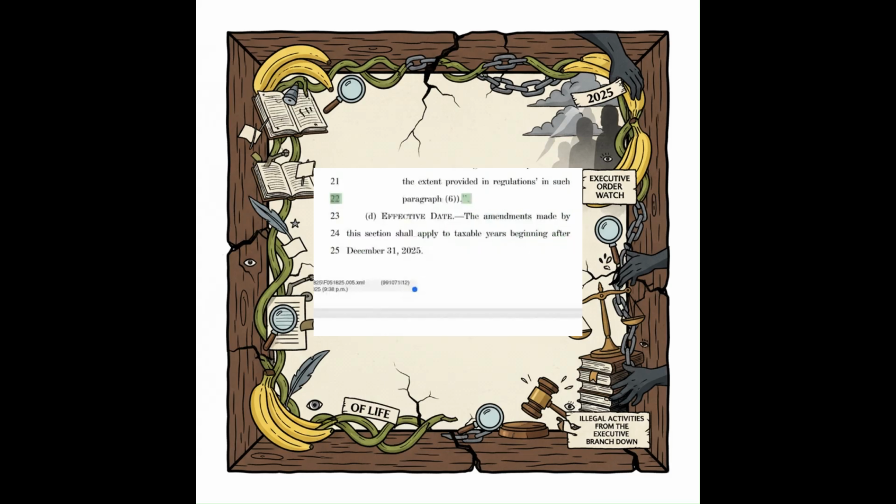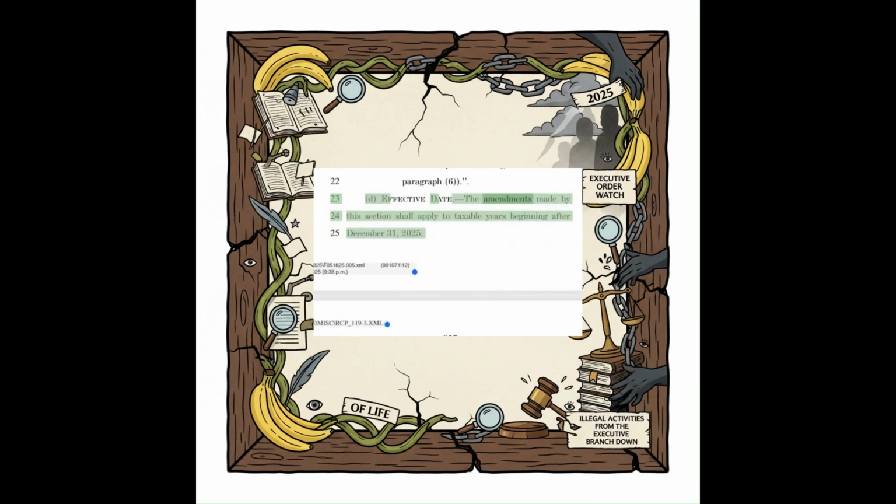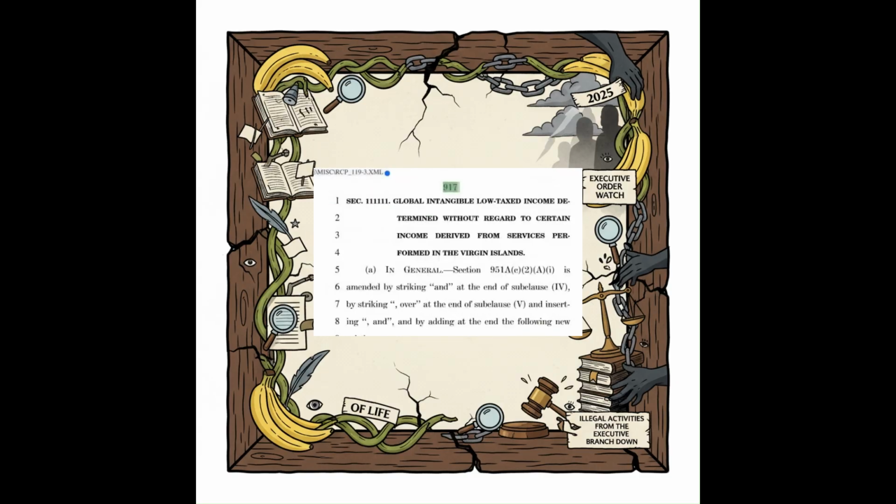2. The amendments made by this section shall apply to taxable years beginning after 12/31/2025.